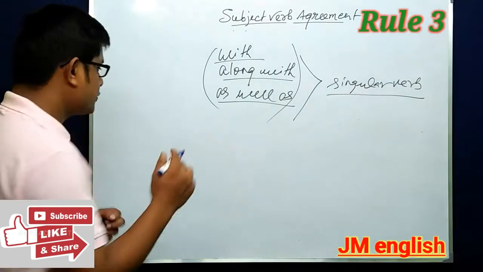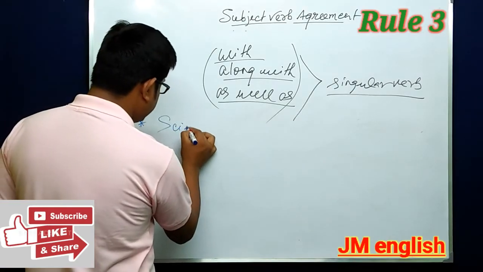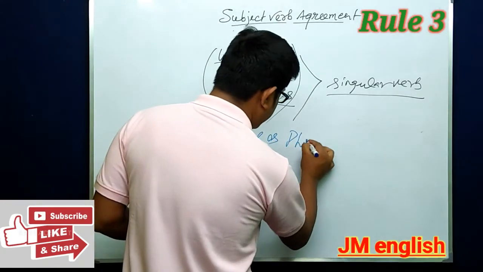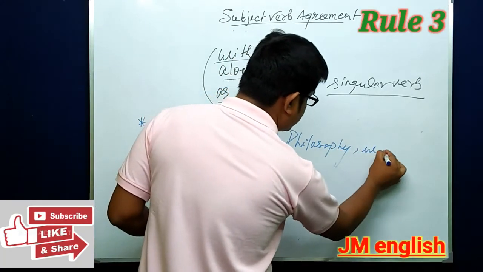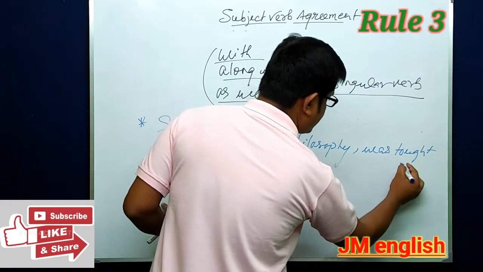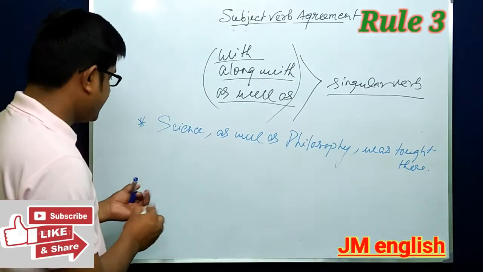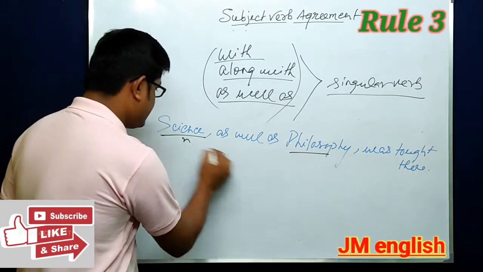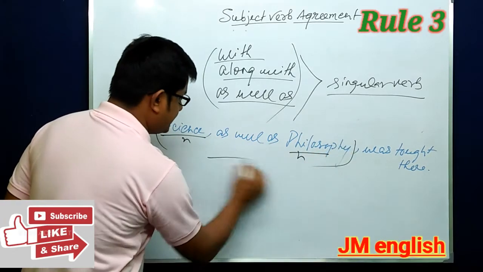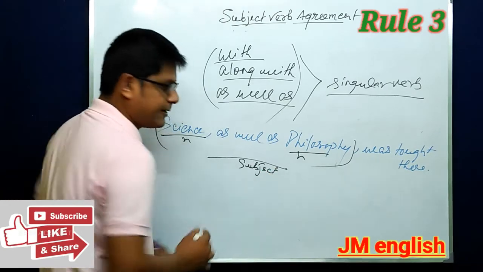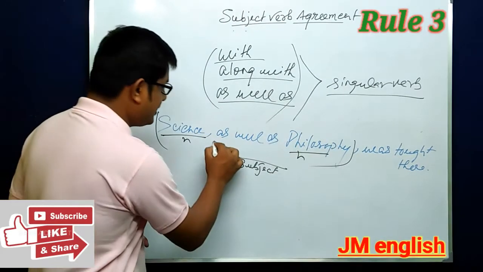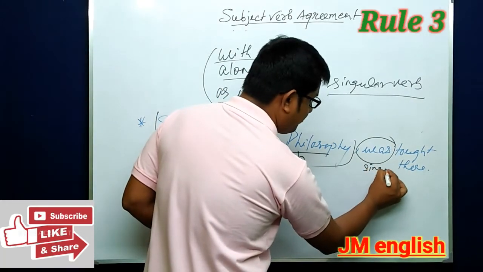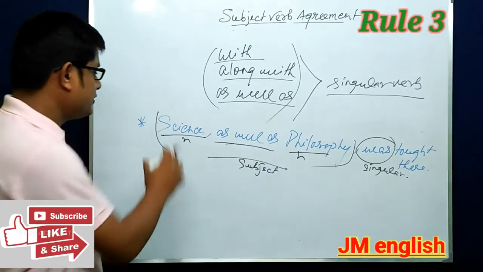How? Let me give you an example. So as an example, you can say science as well as philosophy was taught there. Right, now look at this. You have two nouns together, science and philosophy, two nouns, and these two make subjects. Clear? But these two nouns are connected together with as well as, and that's why I have used this verb was, which is singular. Clear? So science as well as philosophy.